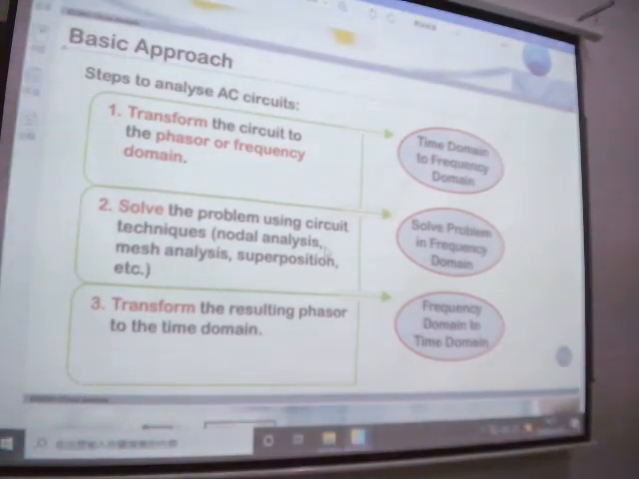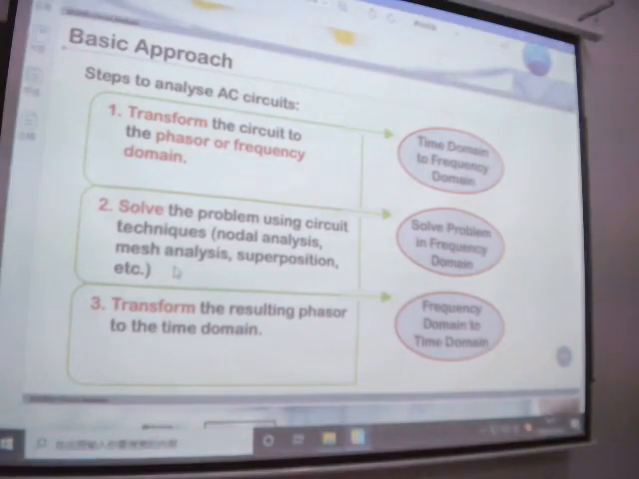Then the last step: we transform the resulting phasor to the time domain, because the solution we get is in phasor form. It doesn't have the angular frequency inside. It just has the amplitude and the phase angle. And we still need to transfer it to the time domain, okay?